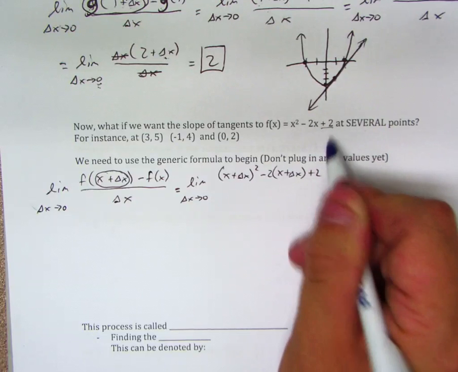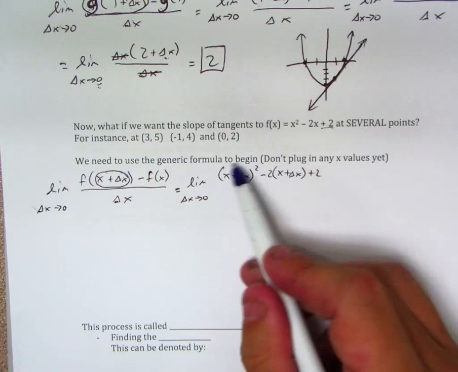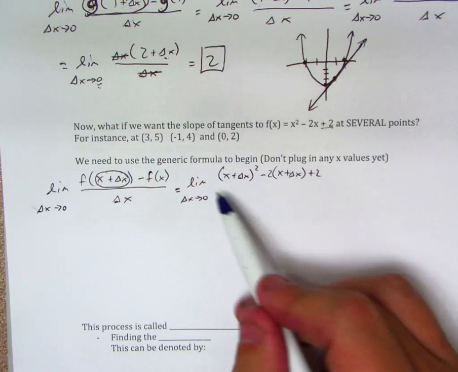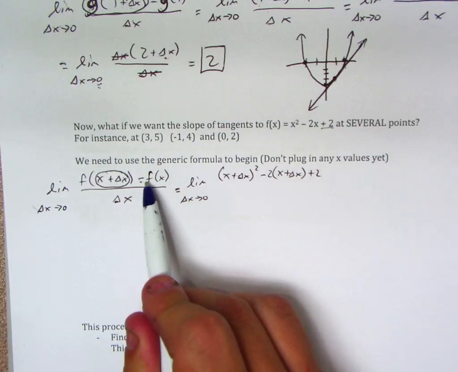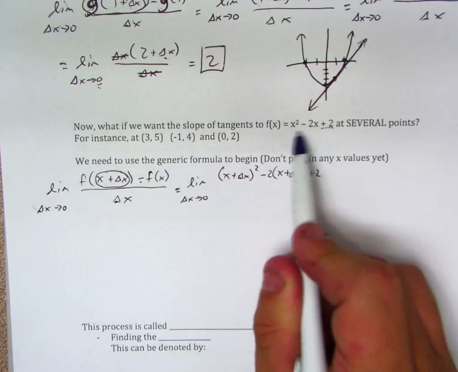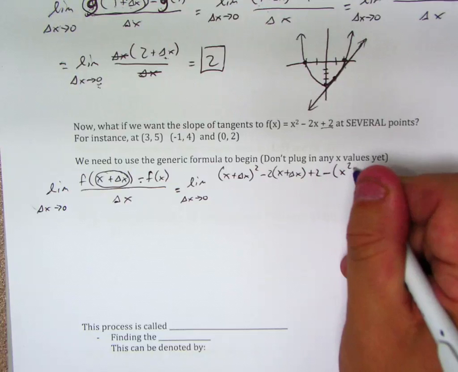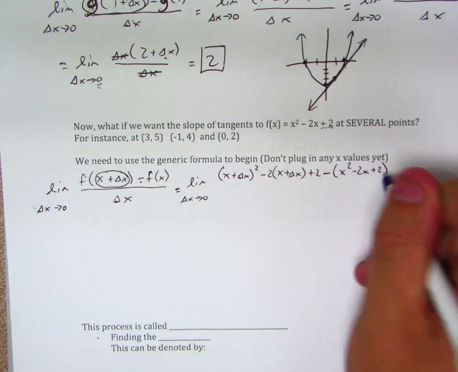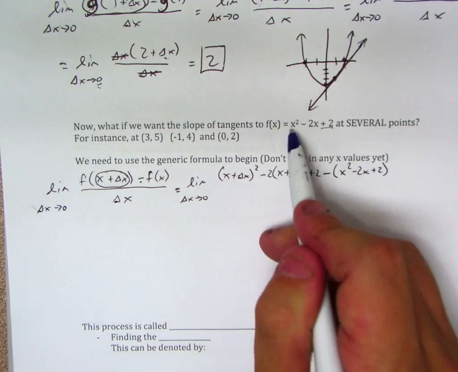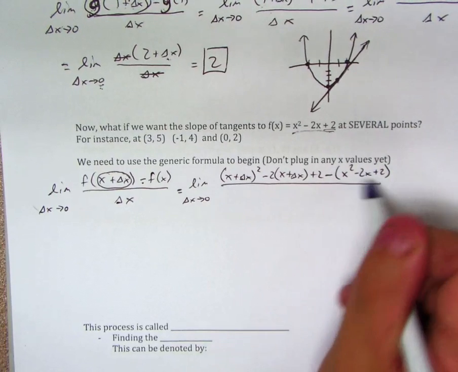That plus 2 comes from right there. So this is f of x plus delta x, and we'll have to actually do all this work here in a second, not yet. Then it says minus f of x. So now we're going to subtract the original function. So minus, and then in parentheses, x squared minus 2x plus 2. So we're subtracting the original function right here, all right? All over delta x.